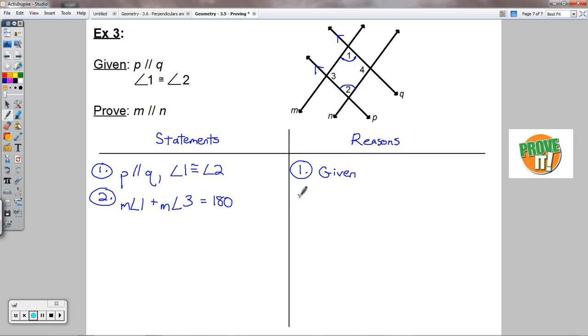Why is that true? Well, these are complementary. I keep saying complementary. These are consecutive interior angles. They're not complementary. They're supplementary. They're supplementary because they're consecutive interior angles. These lines being parallel implies that these two have to add up to 180. That was just CIA.